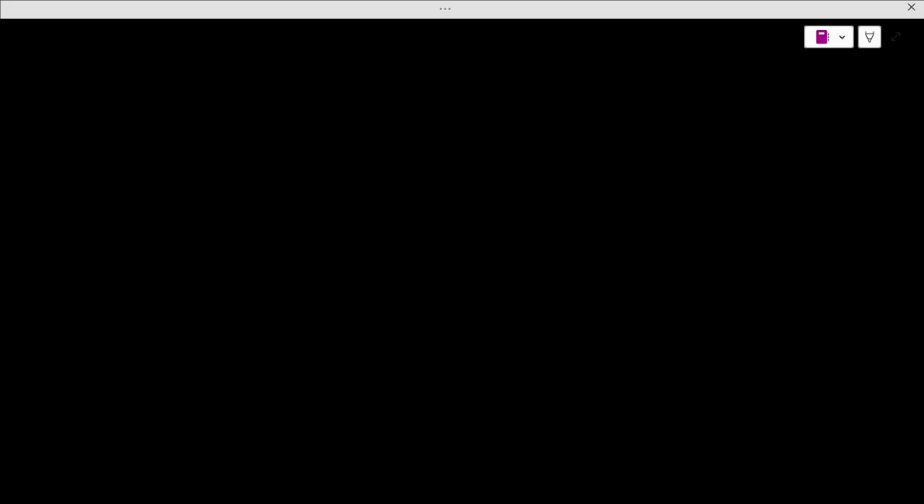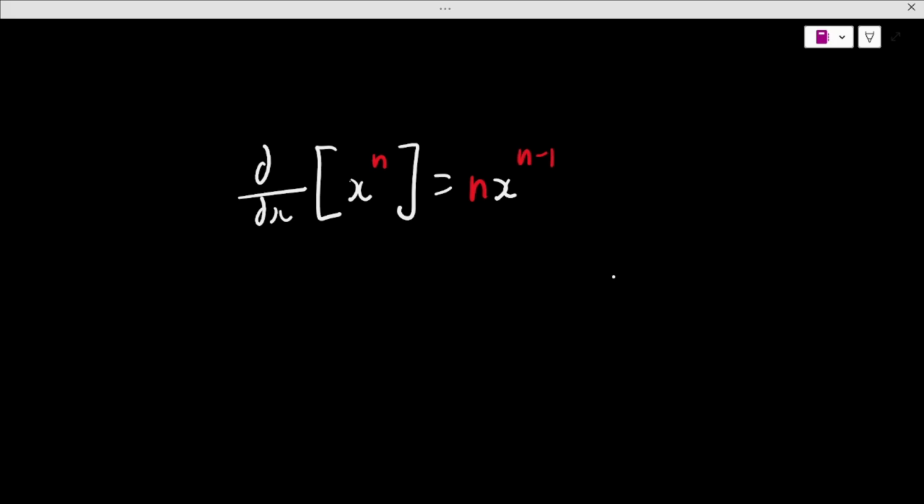Well, let's find out. The first rule is going to be the power rule. This states that the derivative with respect to x of x to the n is going to be equal to n times x to the n minus 1 power. Okay, so what does this mean? Well, you can think of it as: I'm going to bring the power down, and I'm going to duplicate that power and subtract 1.